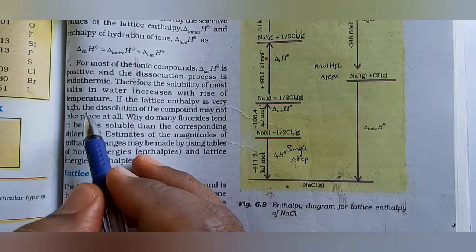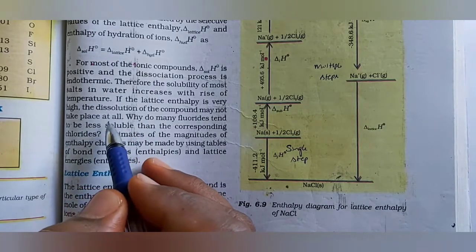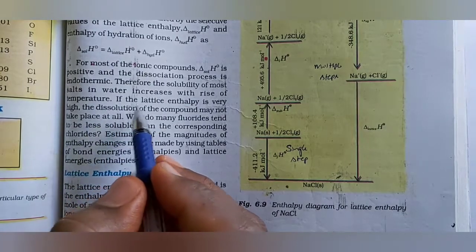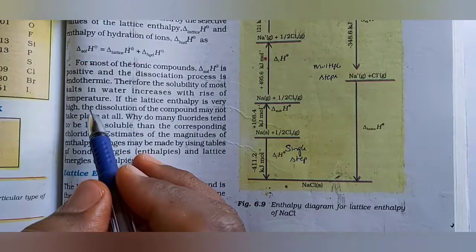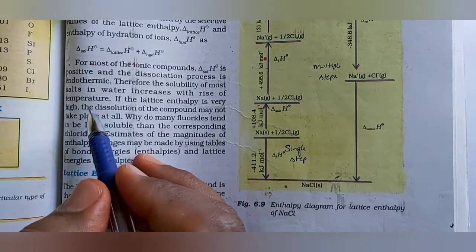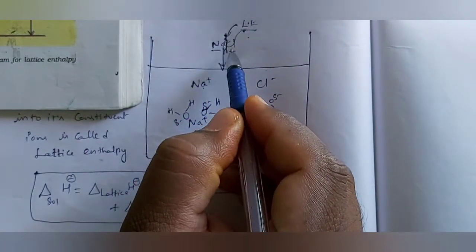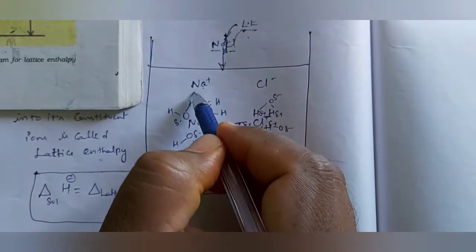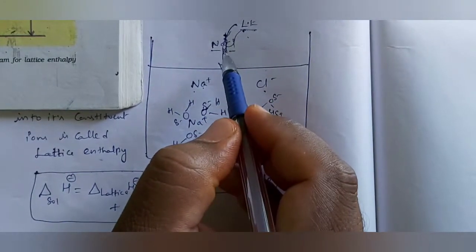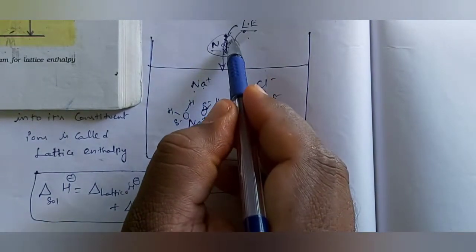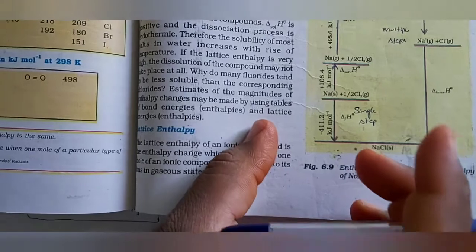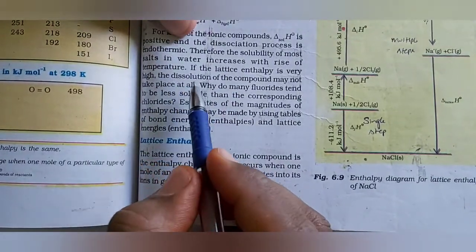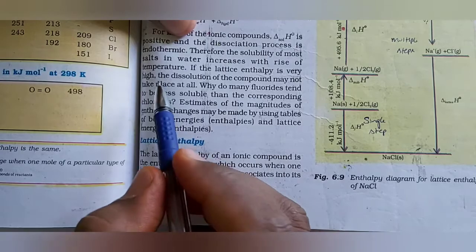If the lattice enthalpy is very high, the dissolution of the compound may not take place at all. That means the ionic bond cannot be broken easily. If this lattice enthalpy is very high, the energy required to break NaCl into Na plus and Cl minus ions is very high. In that condition, they cannot undergo dissociation and it is formed as precipitate.